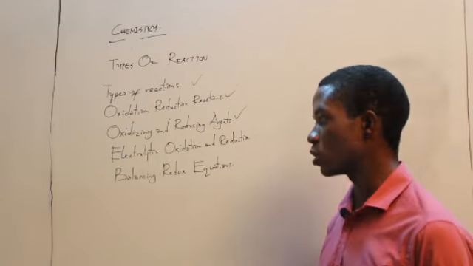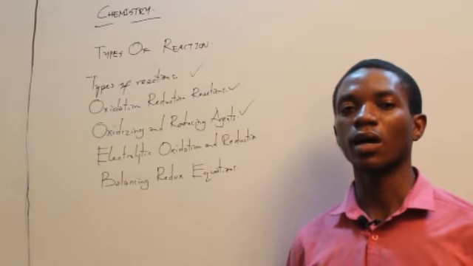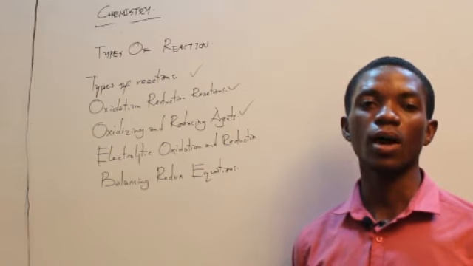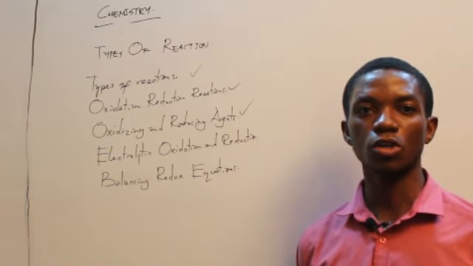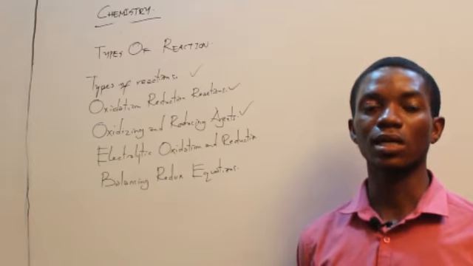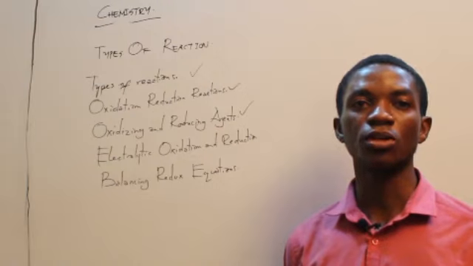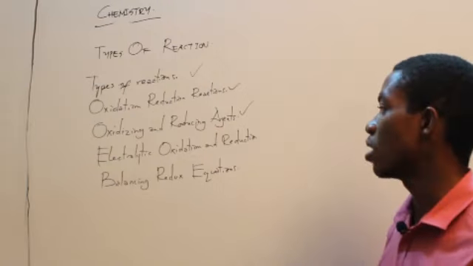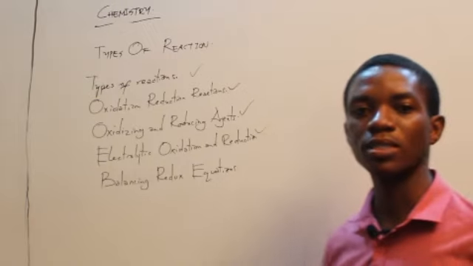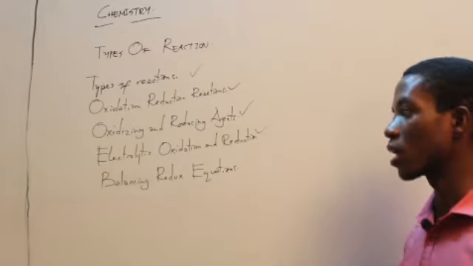So during electrolysis, at the cathode, reduction occurs, while at the anode, oxidation occurs. So it is oxidation and reduction, both of them taking place. All right, let's talk about balancing redox reactions. So how do we go about balancing this particular kind of reaction?